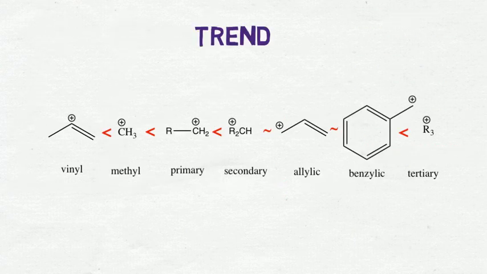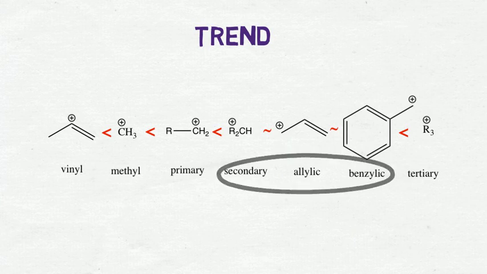The general trend of carbocation stability is shown here. A primary allylic and a primary benzylic carbocation generally have the same stability as a secondary carbocation. However, a secondary allylic carbocation is more stable than a secondary aliphatic carbocation because it is secondary and also allylic.